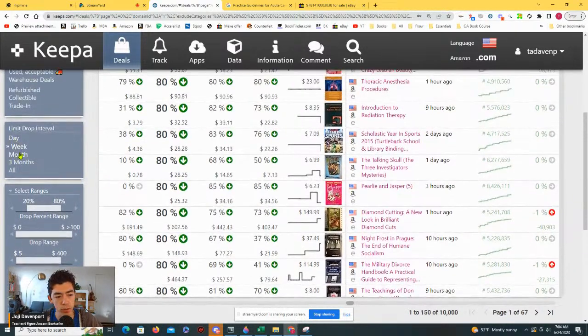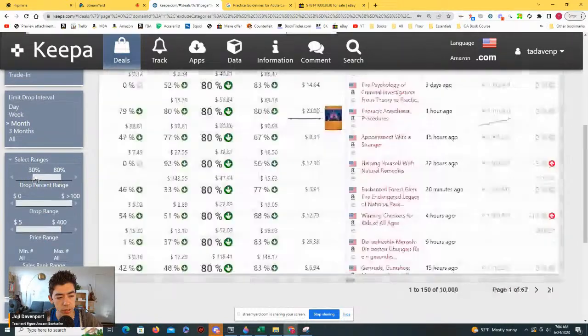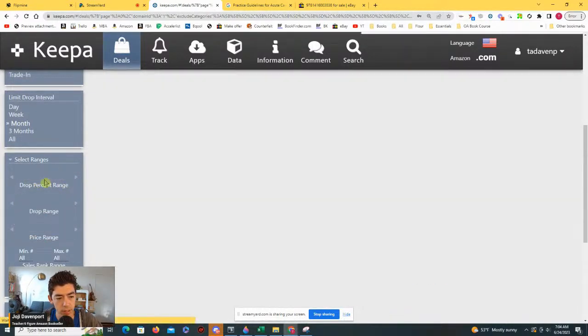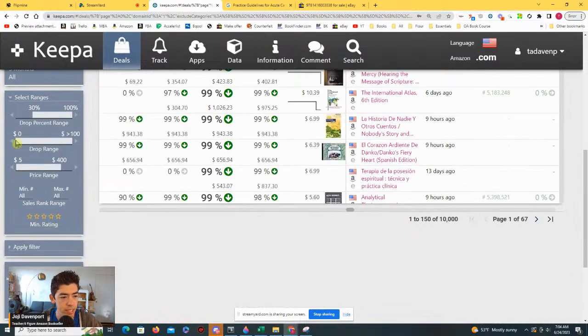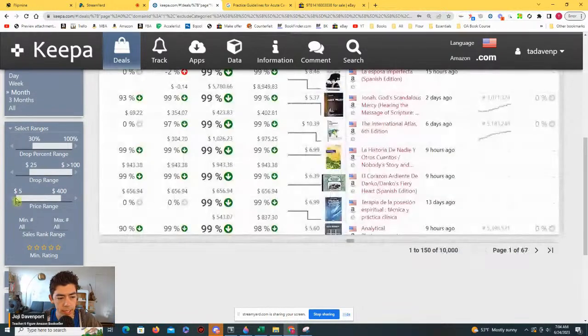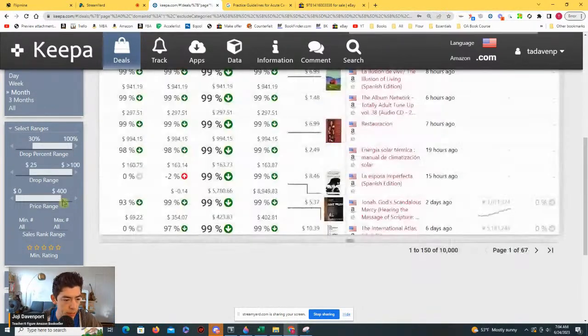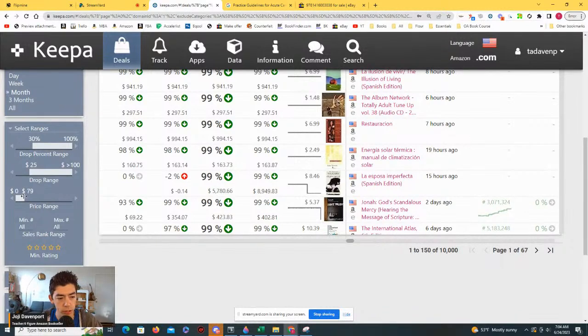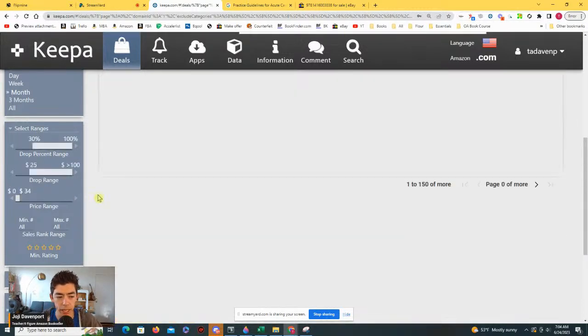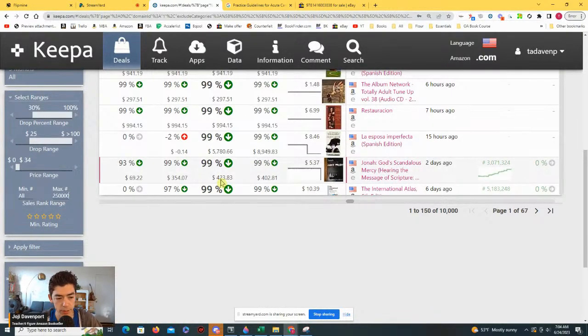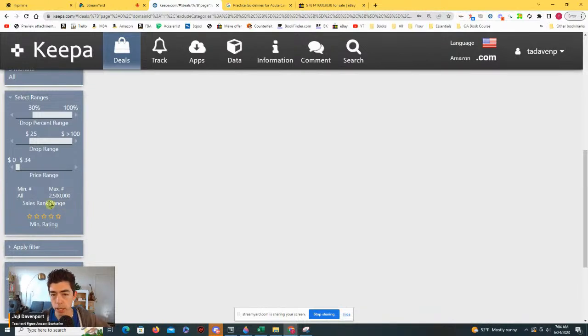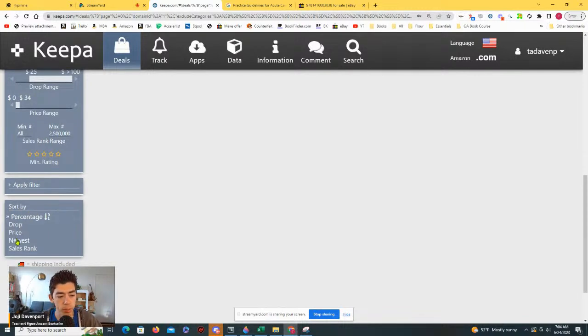Let's look at drop intervals over the last month. Let's look at a drop percentage of at least 30%, so 30% to 100%. Let's have the dollar drop be at least $25. And today's price is between, let's say we can pick it up, 0 and 35. I think those are pretty good metrics to go by. But again, changing this a little bit in any way is going to change the results that you get quite significantly. We'll look at a sales rank of a max of 2.5 million, and let's sort by the newest first here.